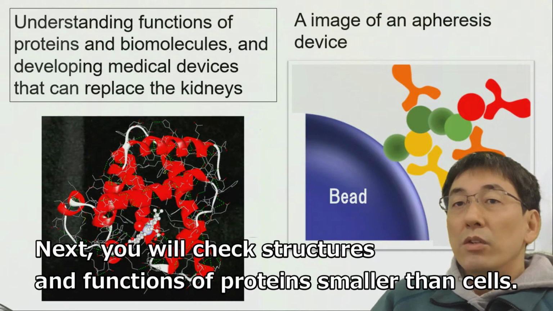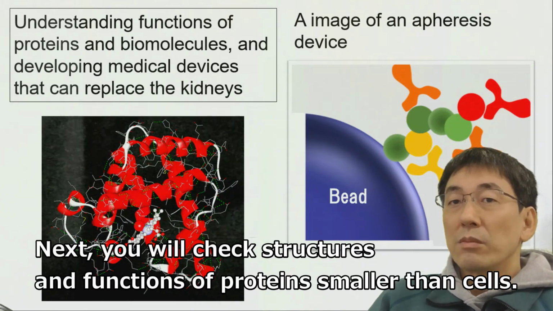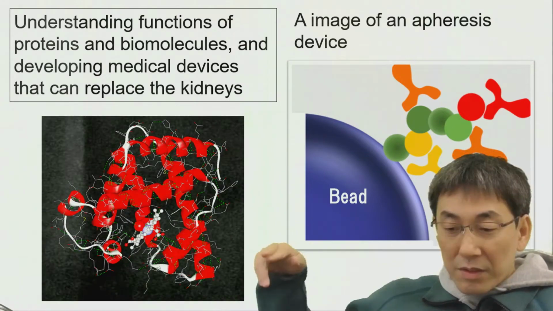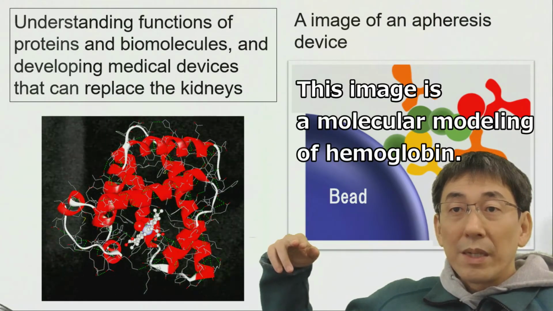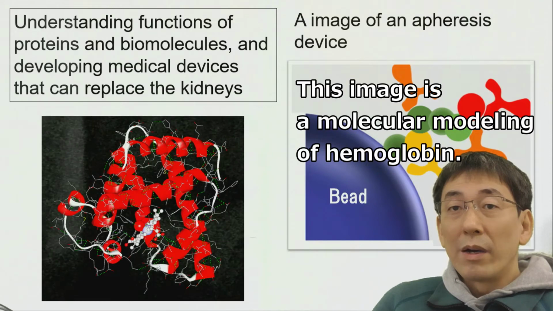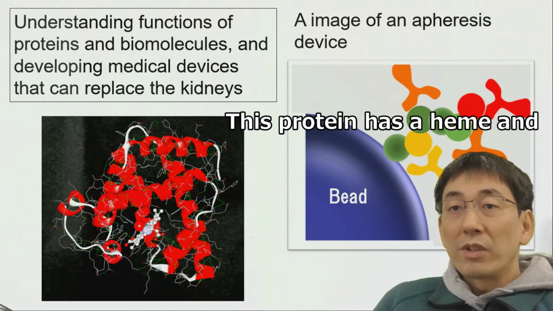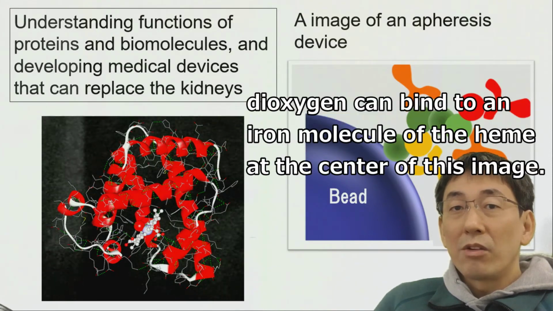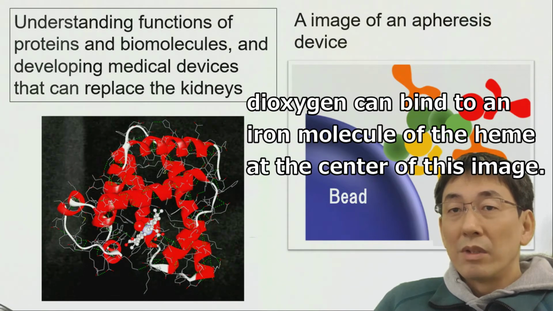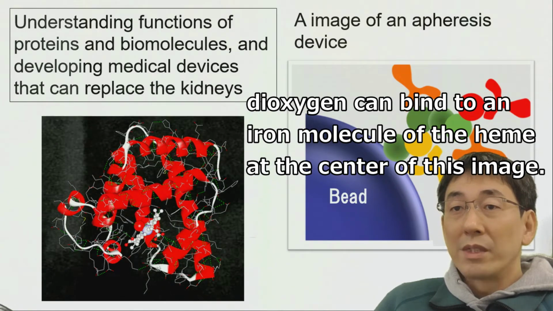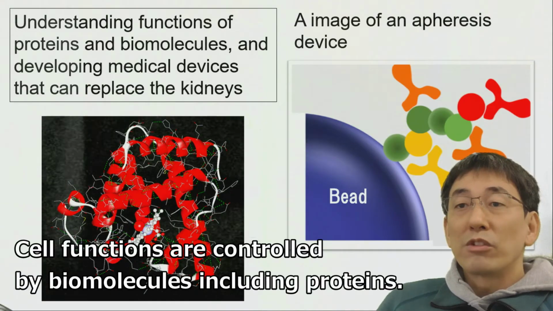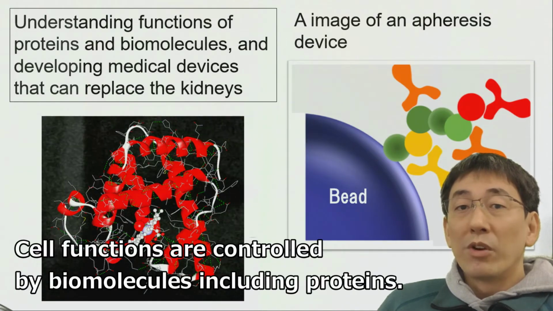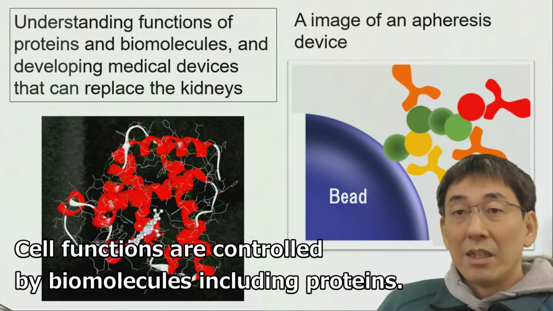Next, you will check structures and functions of proteins smaller than cells. This image is a molecular modeling of hemoglobin. This protein has a heme, and dioxygen can bind to an iron molecule of the heme at the center of this image. Cells' functions are controlled by biomolecules including proteins.